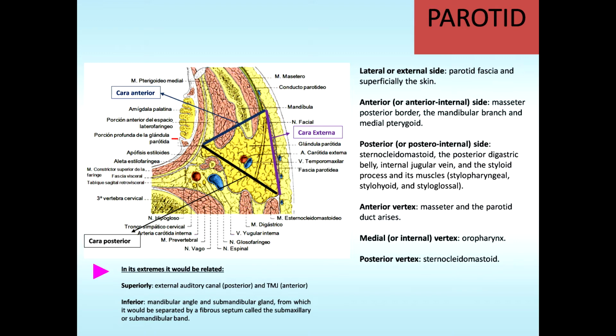Just to finish the relationships of the parotid gland, we can say that superiorly it contains an extreme point which is related to the auditory canal at the posterior part and the temporomandibular joint at the anterior. Regarding the inferior extreme, it is related to the mandibular angle and the submandibular gland, from which it is separated by a fibrous septum called the submaxillary or submandibular band.